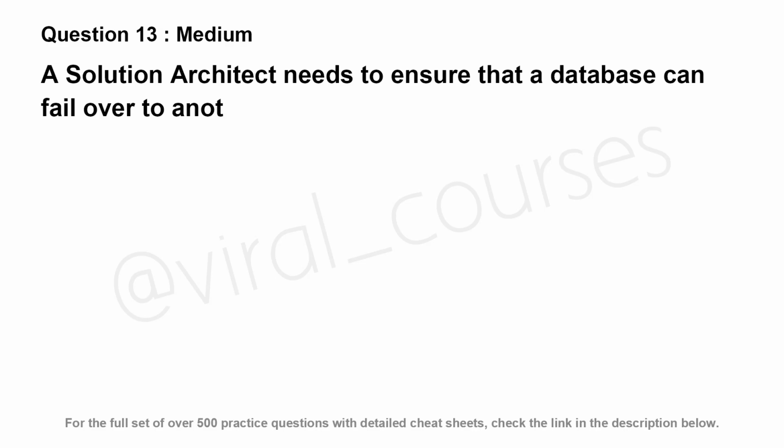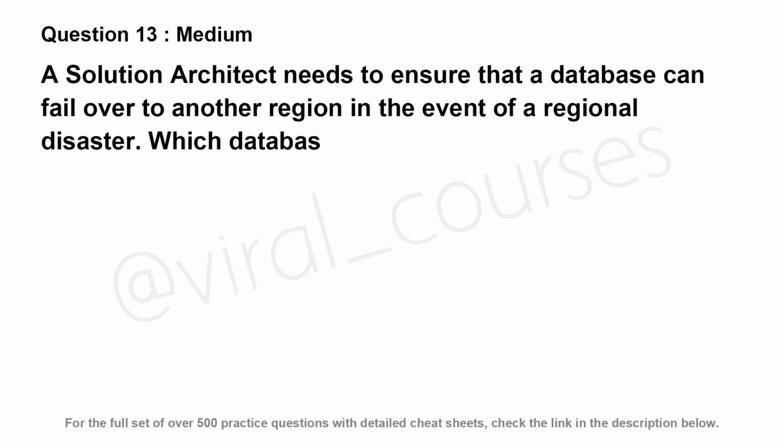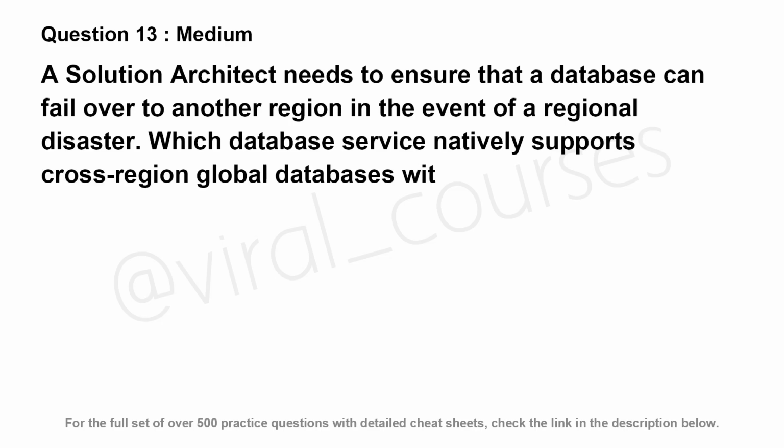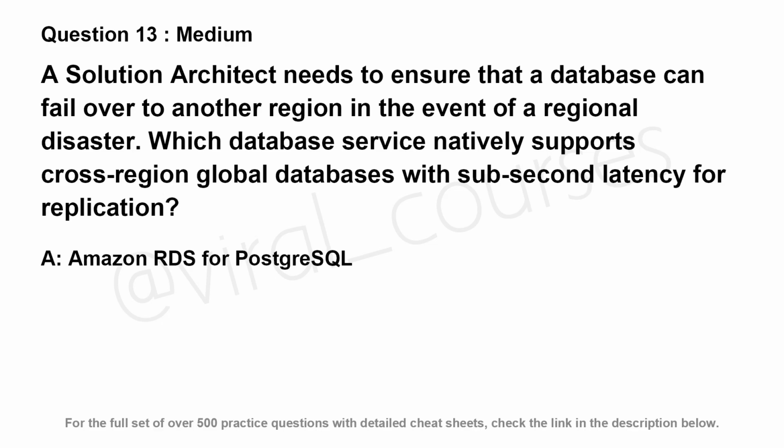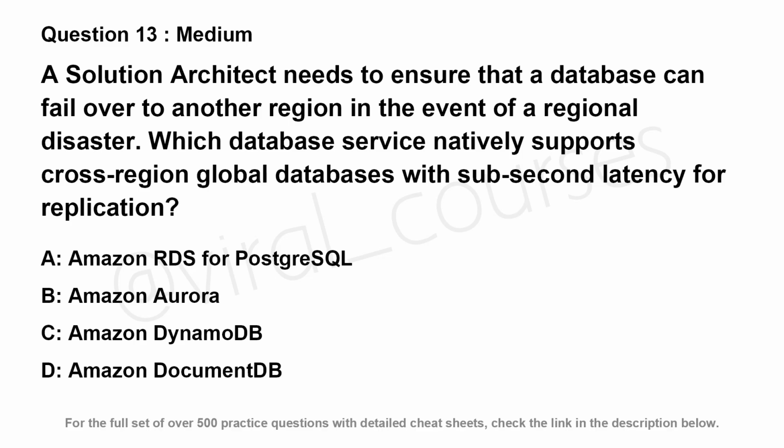A solutions architect needs to ensure that a database can fail over to another region in the event of a regional disaster. Which database service natively supports cross-region global databases with sub-second latency for replication? Option A. Amazon RDS for PostgreSQL. Option B. Amazon Aurora. Option C. Amazon DynamoDB. Option D. Amazon DocumentDB.